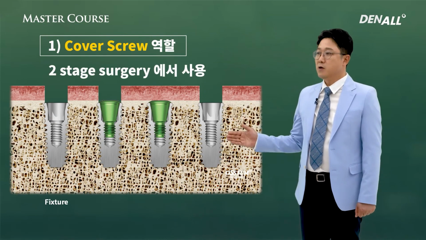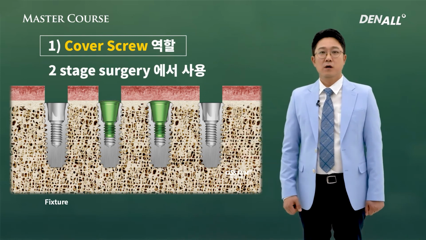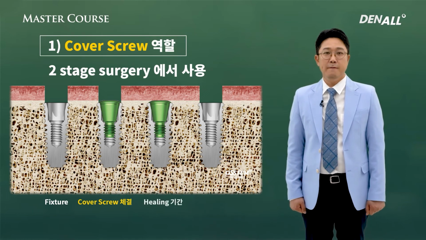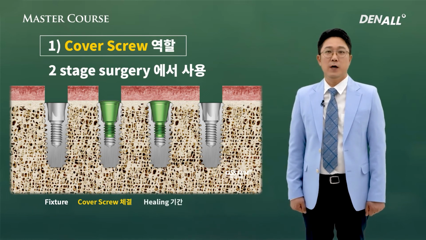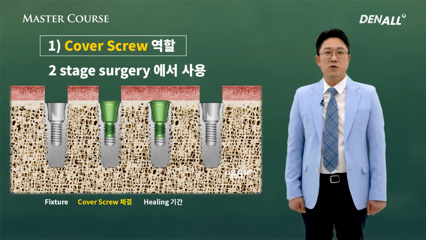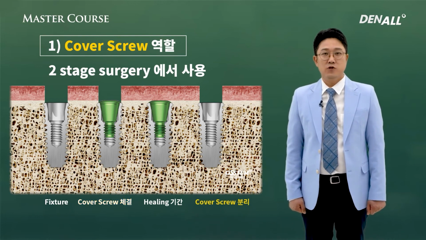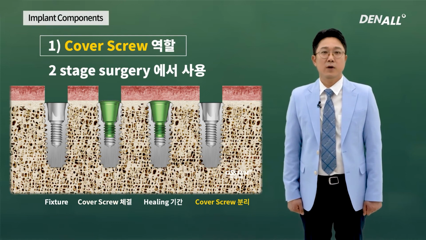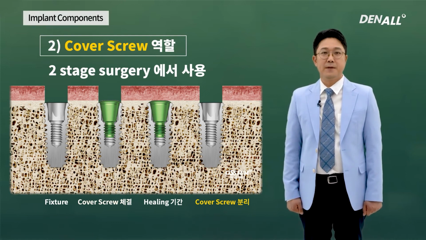When you do two-stage surgery, you place the fixture and connect cover screw and cover the internal structure of fixture, and while osseointegration occurs, it protects the internal structure. At second surgery, if you remove cover screw, other superstructures can be safely connected with fixture.